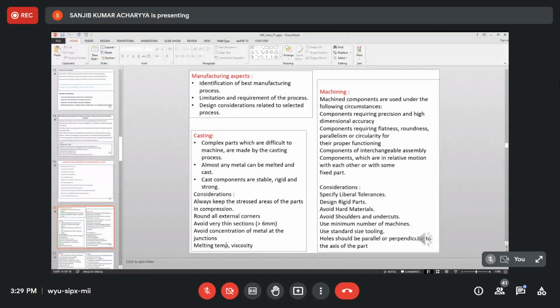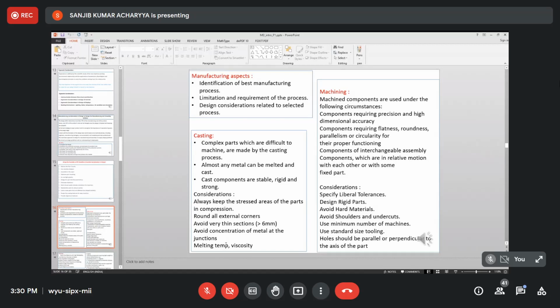Manufacturing aspects. Regarding the manufacturing aspect, you should have certain knowledge regarding different manufacturing procedures. What is the related knowledge? First of all, the materials are not suitable for every type of manufacturing process. You know that there are different manufacturing processes like casting, machining, forging, welding, etc. A particular material may be suitable for casting, may not be suitable for machining. The designer should know.